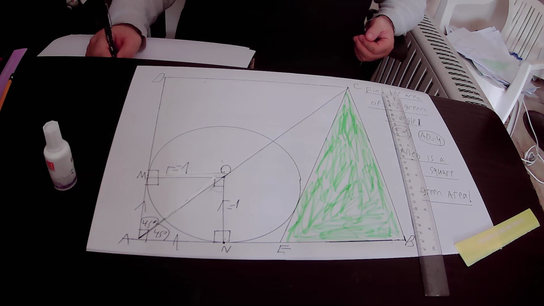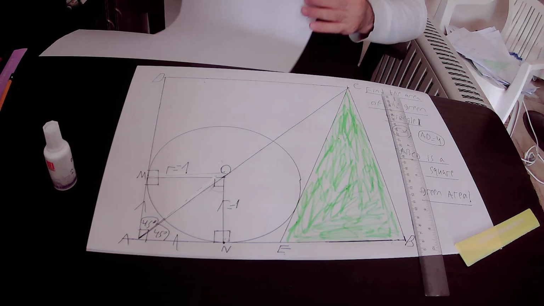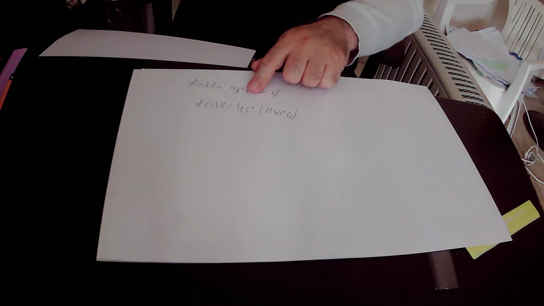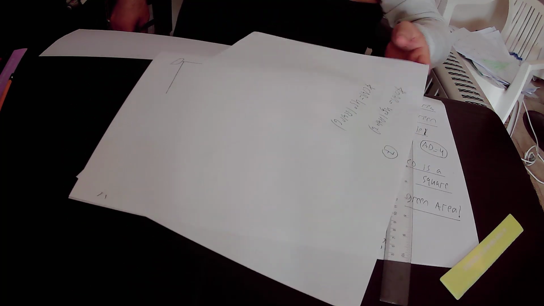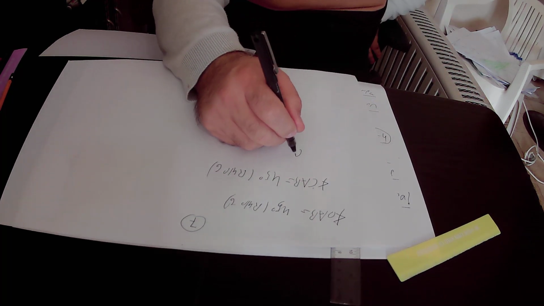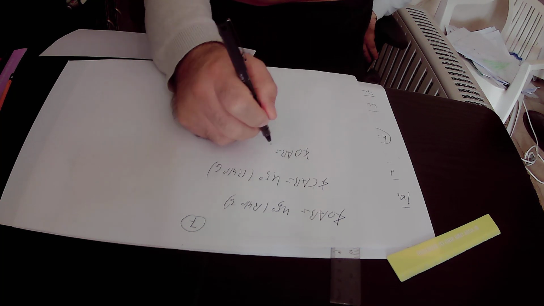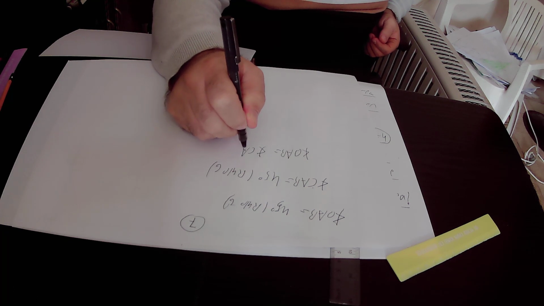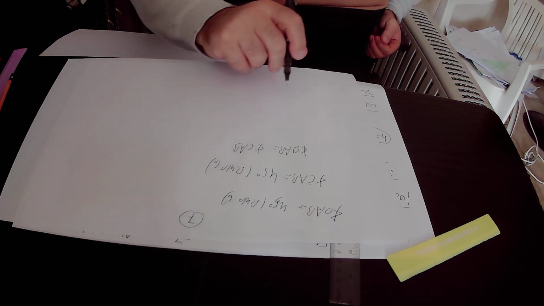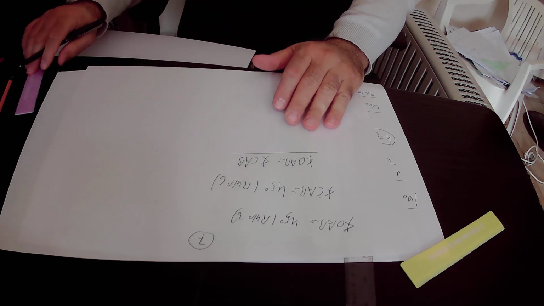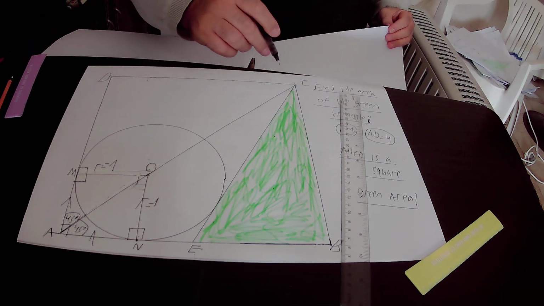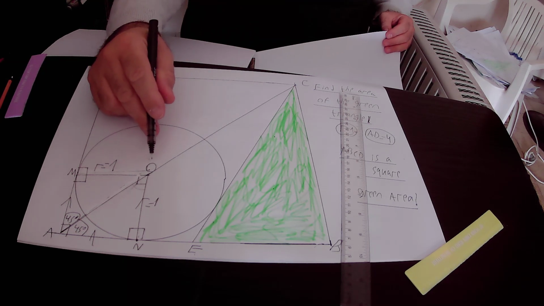I'll repeat again, angle CAB equals 45 degrees according to rule number 6. So both angles, angle OAB and angle CAB, are both equal to 45 degrees, therefore they are equal to each other. So angle OAB equals angle CAB. And because angle OAB equals angle CAB, we will conclude that the diagonal CA passes through point O.